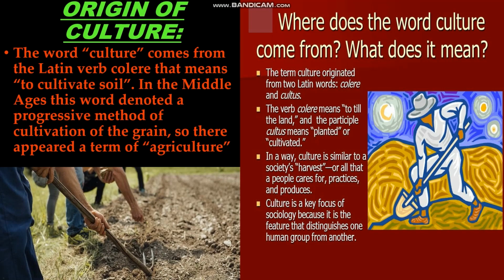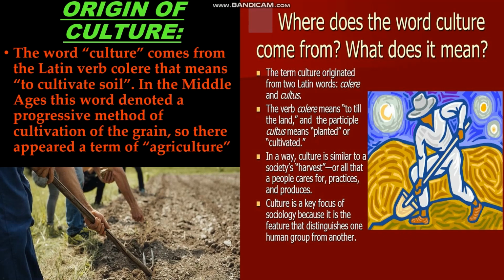Now let's learn about the origin of the word culture. The word culture has come from Latin. The term culture originated from two Latin words, colere and cultus. Colere is a verb which means to till the land. And the participle cultus means planted or cultivated. In a way, culture is similar to a society's harvest, or all that a people cares for, practices and produces.